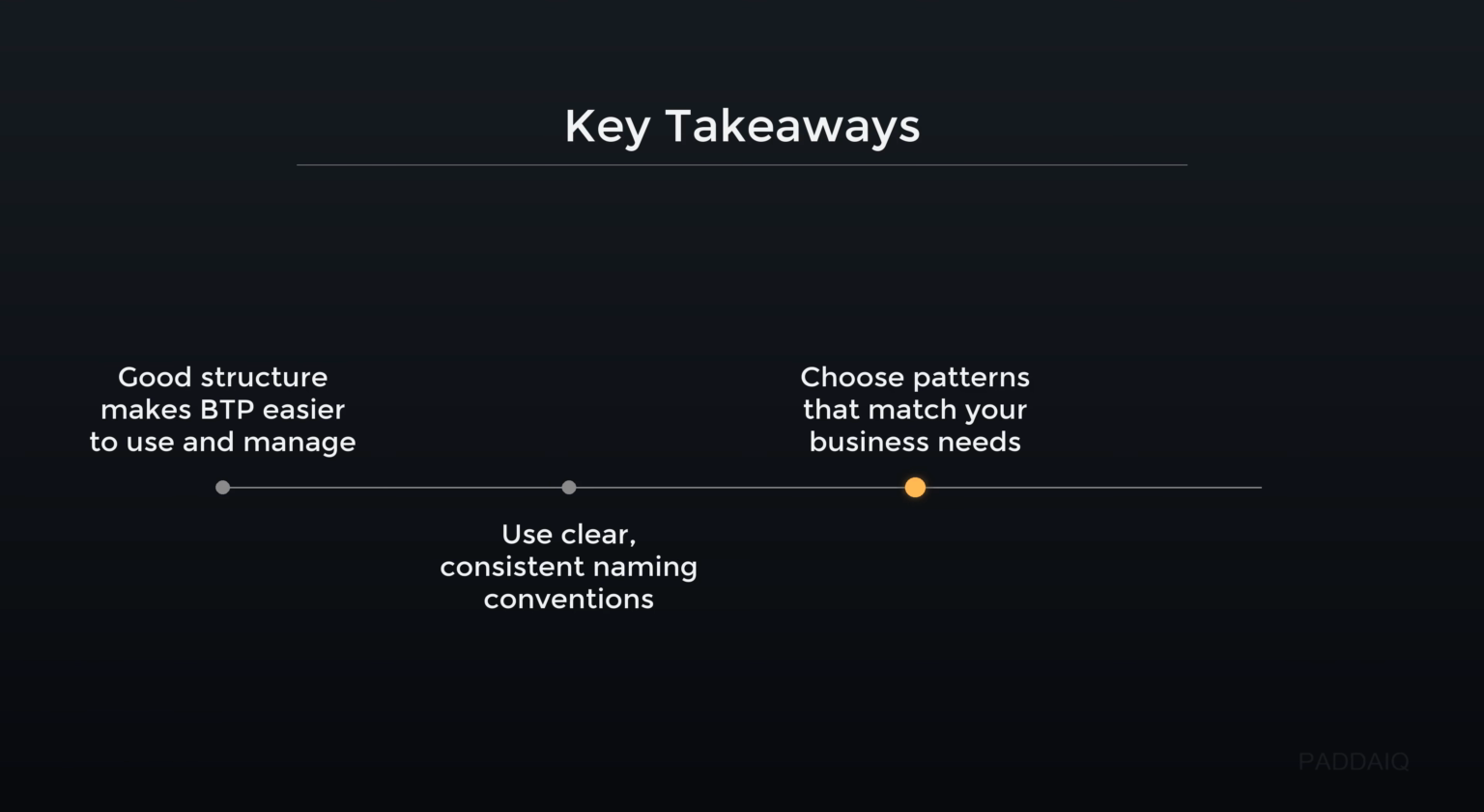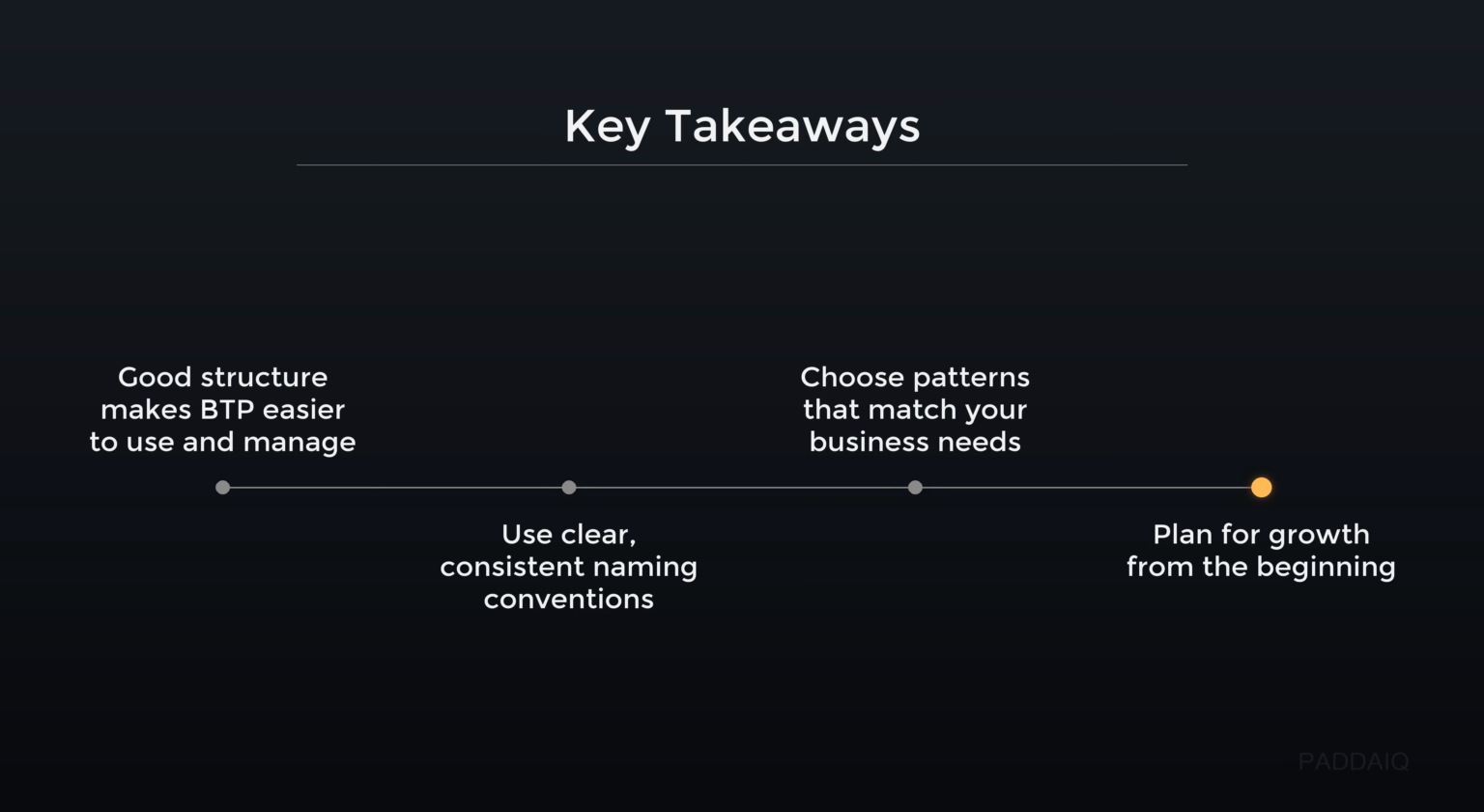Choose patterns that match your business needs. This means selecting predefined SAP BTP solution approaches that directly address your specific operational challenges. For instance, if you need to integrate a new e-commerce system with your existing SAP setup, you would select an integration pattern designed for that purpose. This targeted selection ensures your solution is efficient and effective from the start.